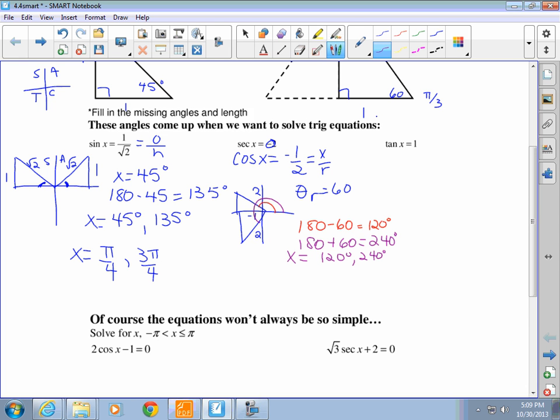If I'm thinking about this in radians, this is the same as pi over 3. So my one would be, not 180, it would be pi minus pi over 3, so that's 2 pi over 3, or it's going to be pi plus pi over 3, so that'll be 4 pi over 3. So my x could equal 2 pi over 3, or 4 pi over 3. I'm going to have to make the next one a little squishier.